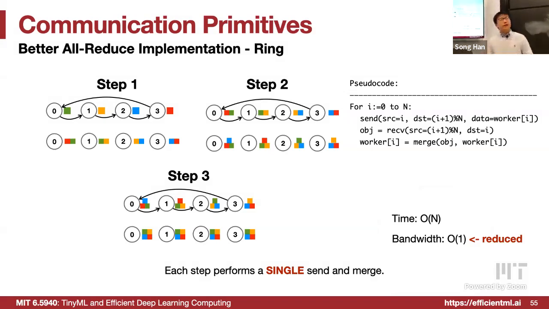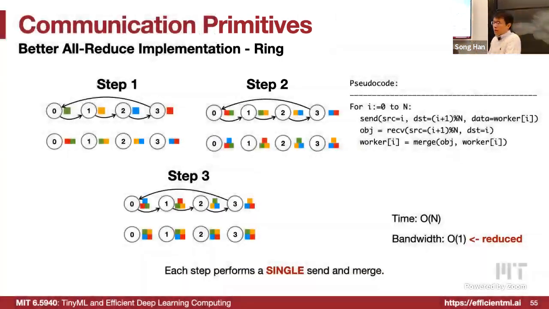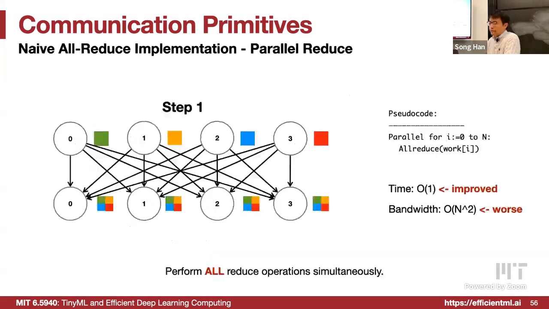Remember previously, the centralized parameter server required O(n) bandwidth. Now everything is O(1), so that's good. We made some progress by using this ring all-reduce. Can we do even better? There is still some redundant computation, right? Can we do even better?